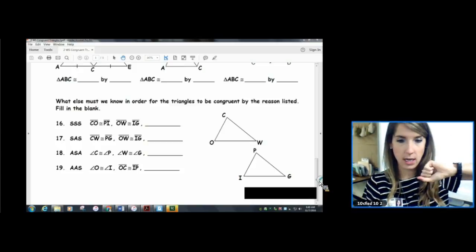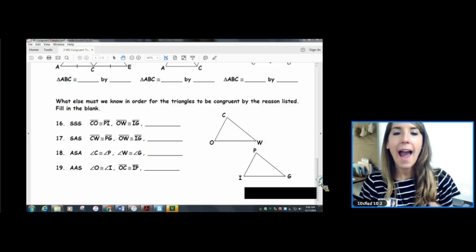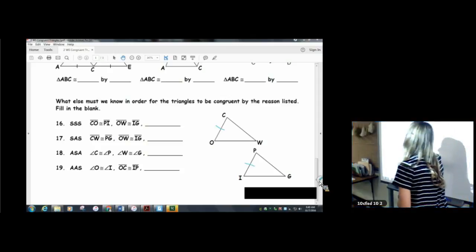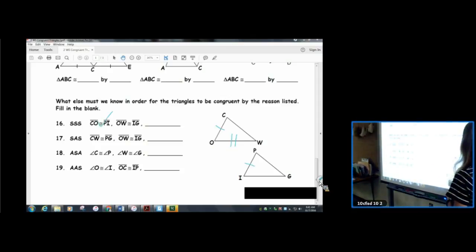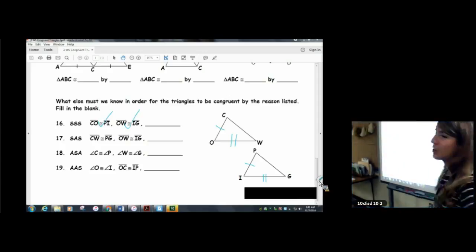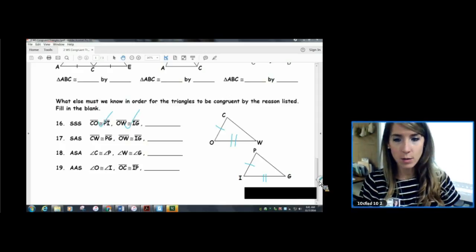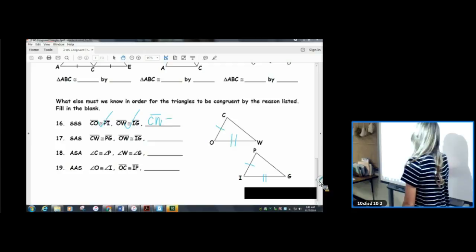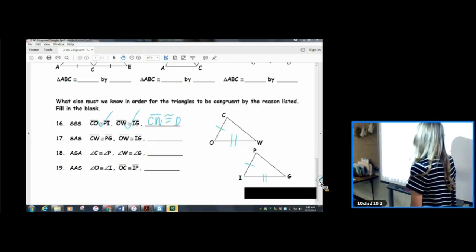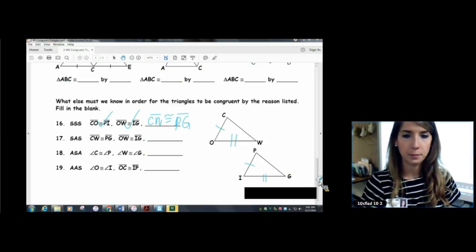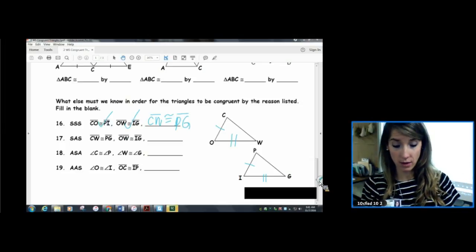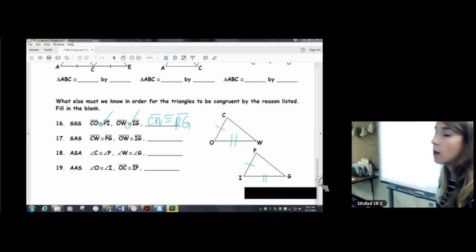So let's look at number 16. We want to use side, side, side. We have to use side, side, side. We know that CO is congruent to PI. Add a tick mark to your picture. OW is congruent to IG. Add a tick mark to your picture. They couldn't have made this any more easy on us. We have to use side, side, side. So what else must we know? We have to know that that third side is congruent to the third side, oops, that's a P, sorry, of the other triangle. You have to use the congruent symbol. You can't just put comma. I want CW, comma, PG. You have to write it in precise mathematical language. So be careful there. Okay, 17.